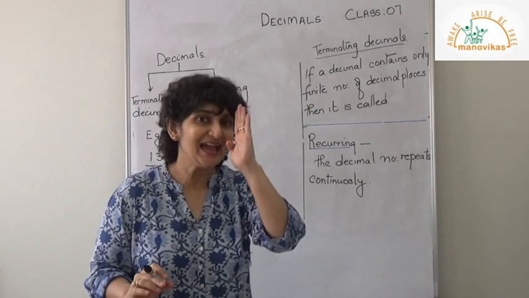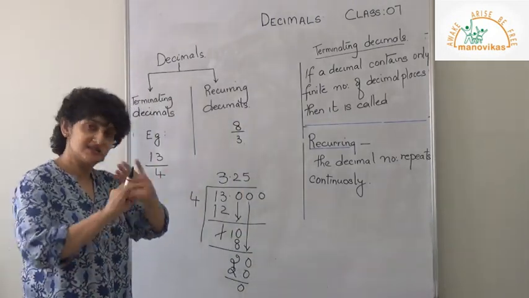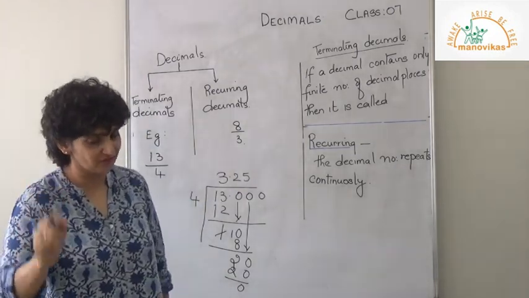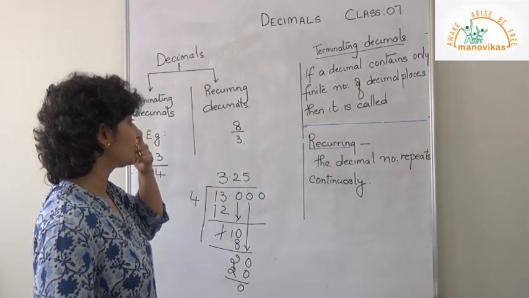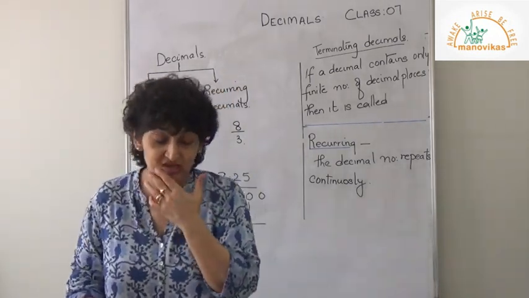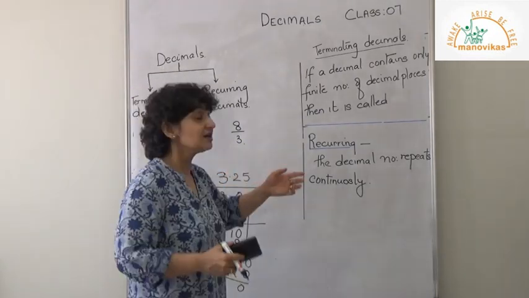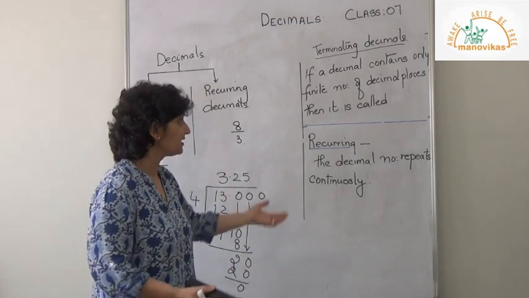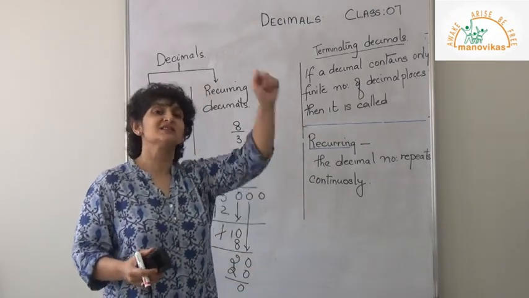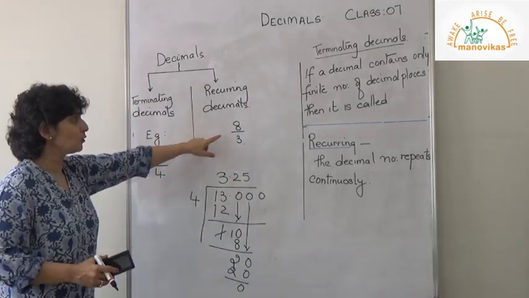So remember, in terminating decimals, your remainder becomes 0. You get a fixed number, 3.25. Now, let's try to understand what recurring is. To recur. I'm sure you have used or heard this word before in your chemistry class. To recur, to repeat. So here, the decimal number repeats continuously.